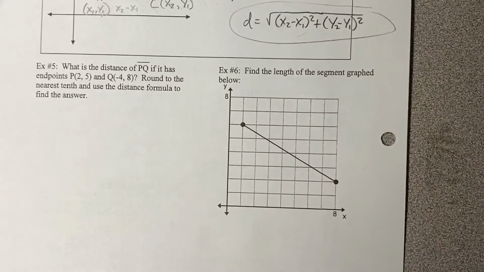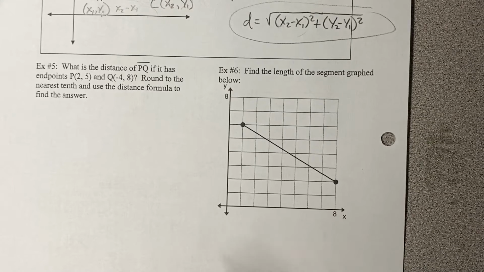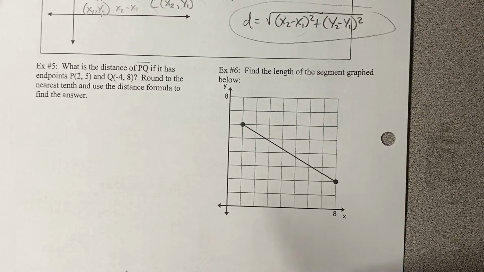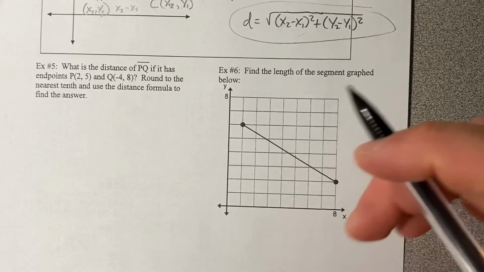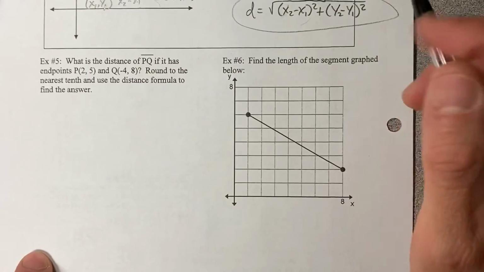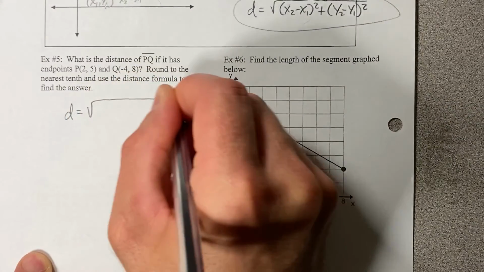Example 5 says, what is the distance of line segment PQ if it has endpoints at P (2, 5) and Q (-4, 8)? And the instructions say round to the nearest tenth and use the distance formula to find the answer. All right, so the distance formula is big square root.